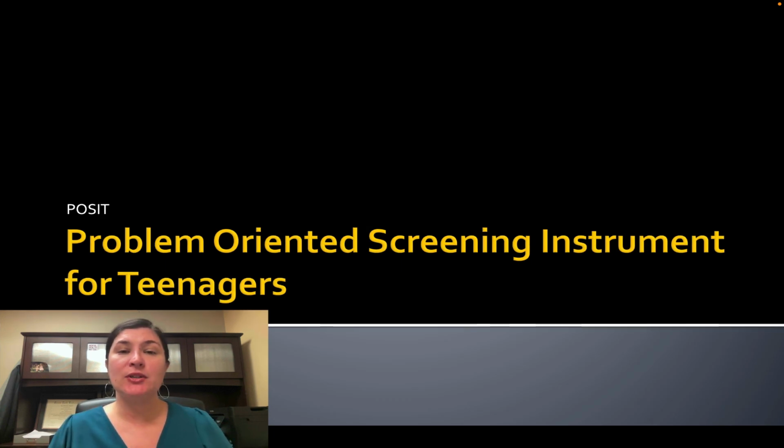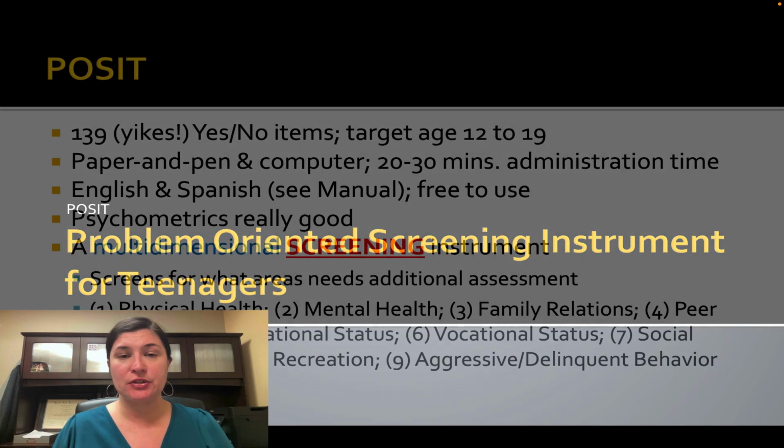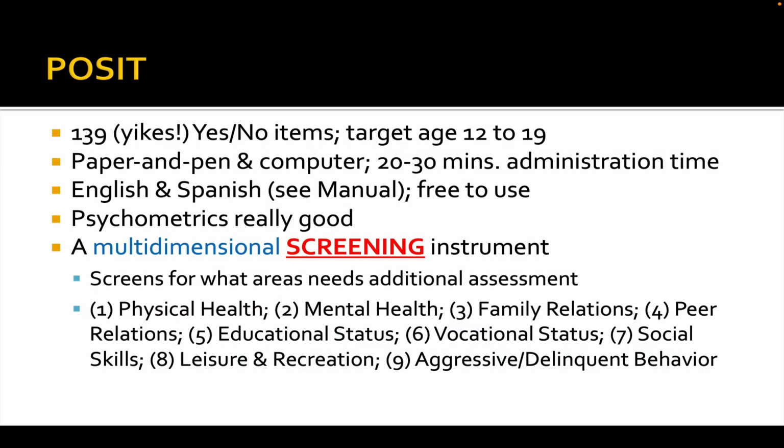The first multidimensional assessment tool that I want to look at is called the POSIT, the Problem-Oriented Screening Instrument, specifically for teenagers. The POSIT is a rather long assessment tool. It is 139 items. However, they are all yes or no, and it is specifically targeted for individuals that are 12 to 19. It is a paper and pen assessment tool, but you can also use it on the computer, and it takes about 20 to 30 minutes of administration time.